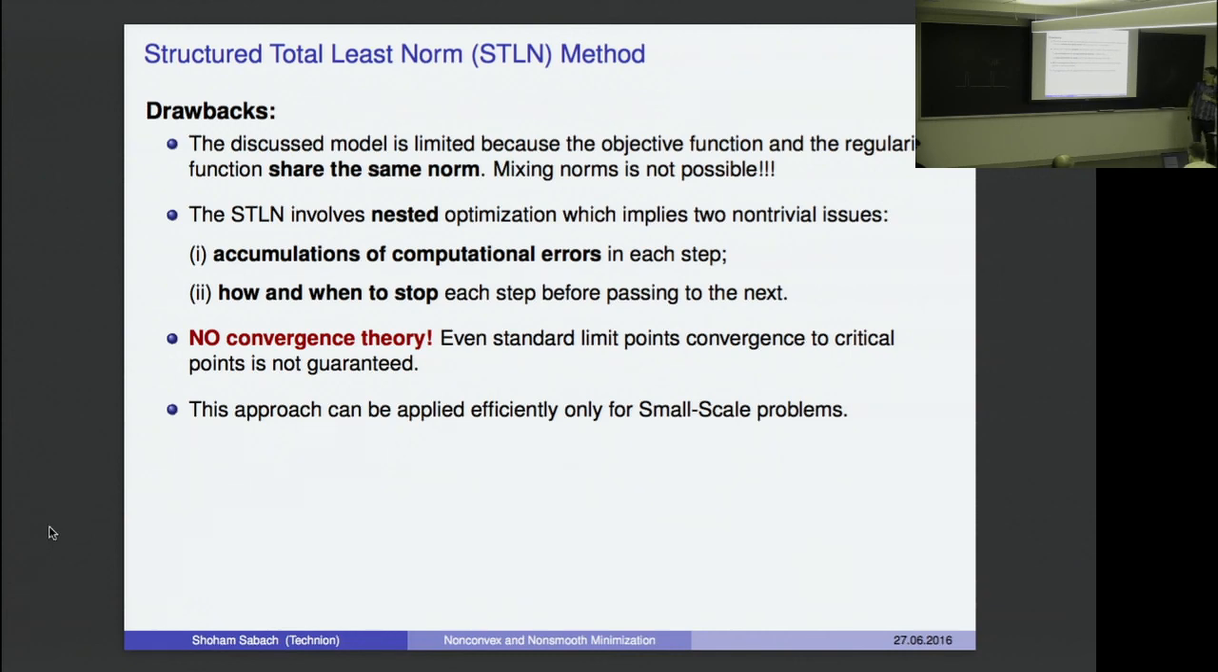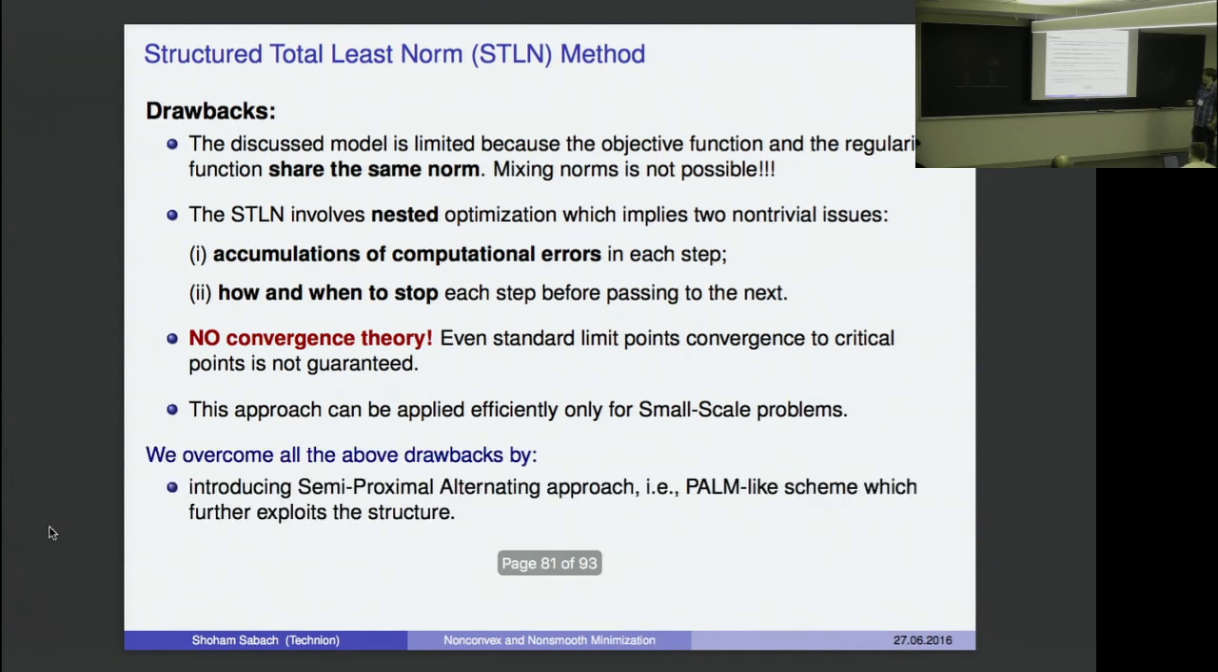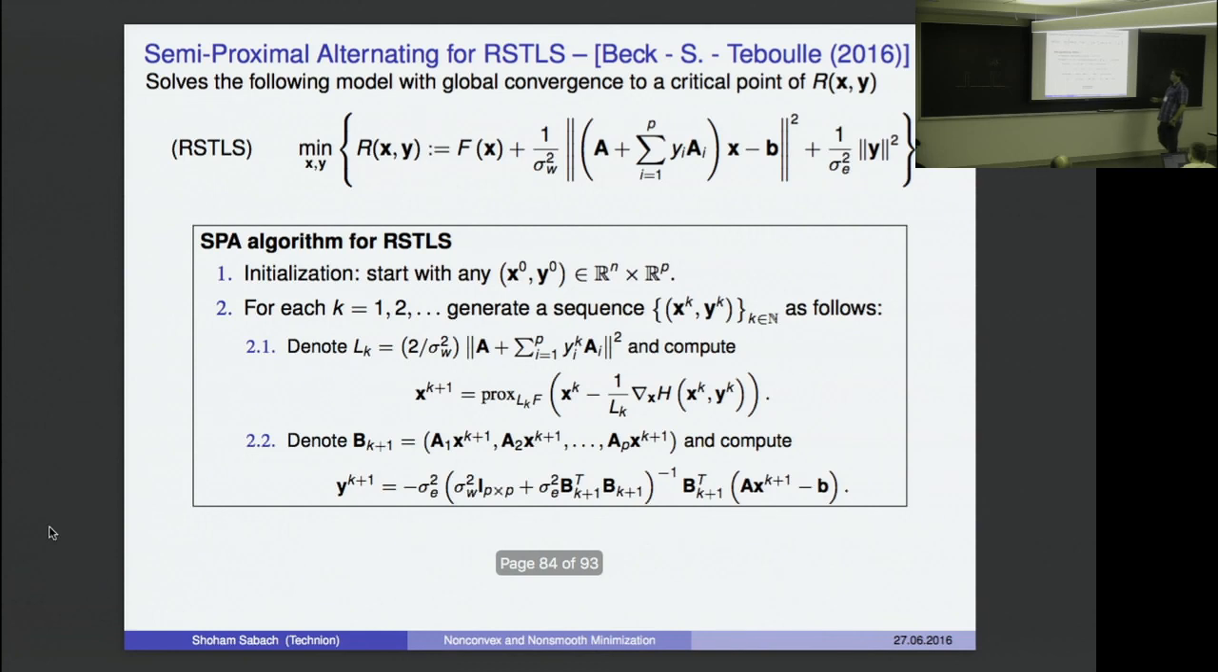Actually, all these drawbacks motivated us to consider a very simple algorithm, with low computational effort, of course, with a provable convergence theory using the general framework I mentioned at the beginning. We call this algorithm SPA, semi-proximal alternating approach. This is because, as you can see, with respect to x we have a non-smooth function plus a smooth coupling function. So as in PALM or iPALM, we can tackle this subproblem using a proximal gradient step. But then there is a change.